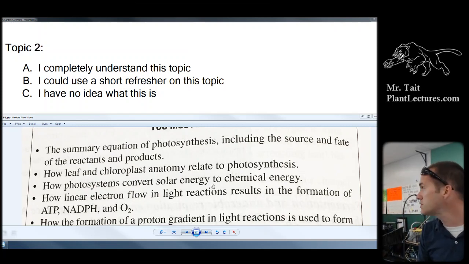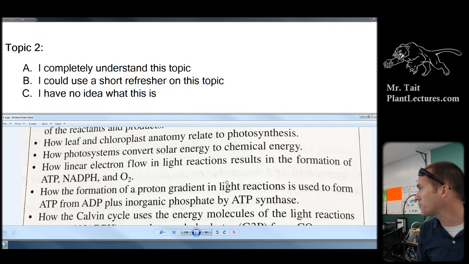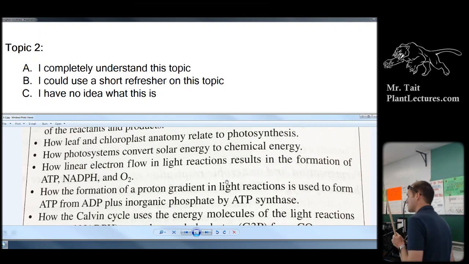Topic 2 says how leaf and chloroplast anatomy relate to photosynthesis.